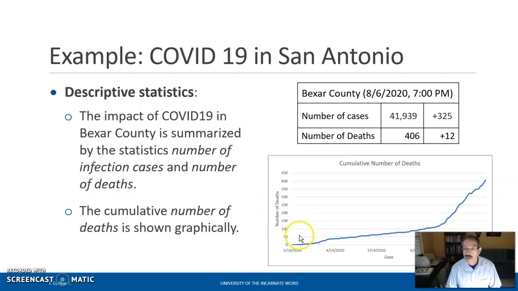Also, the city produces this graph where they're showing the cumulative number of deaths from the very first death that was recorded up to today. You can see it seems to be growing quite rapidly, at least up to this date, I'm sorry. So these are the descriptive statistics, so numbers, tables, and graphs.